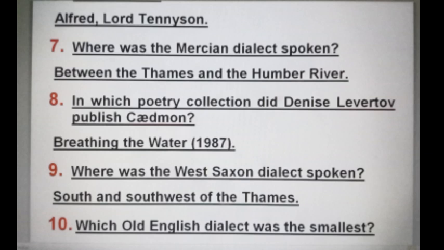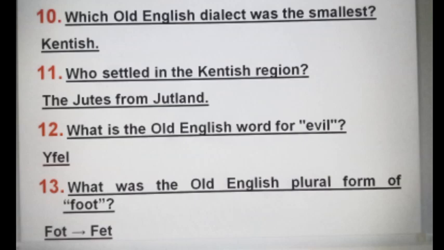Where was the West Saxon dialect spoken? South and southwest of the Thames. Which Old English dialect was the smallest? Kentish. Who settled in the Kentish region? The Jutes from Jutland.